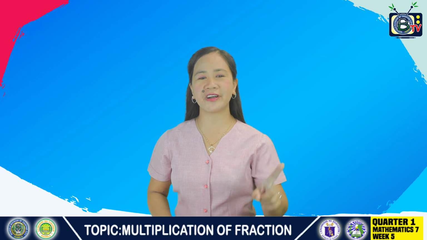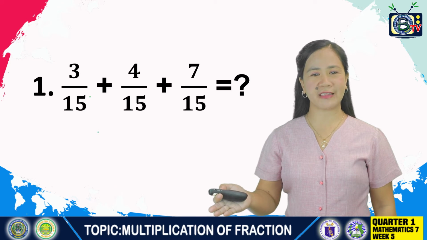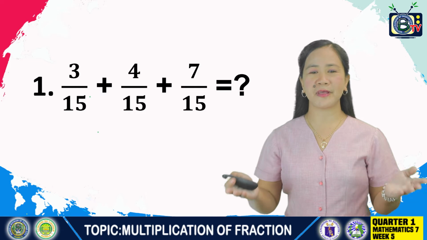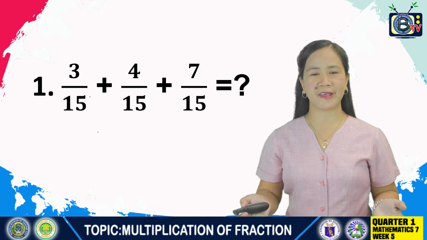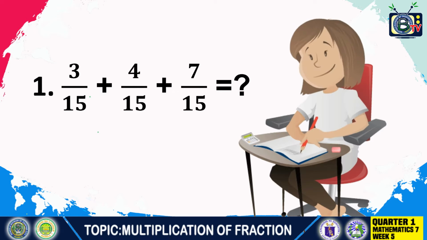Okay, let's have the first. Take note of this. 3 over 15 plus 4 over 15 plus 7 over 15. Find the sum. I'll give you 10 seconds.